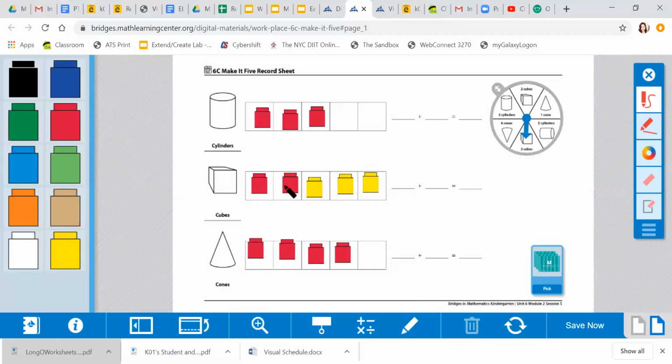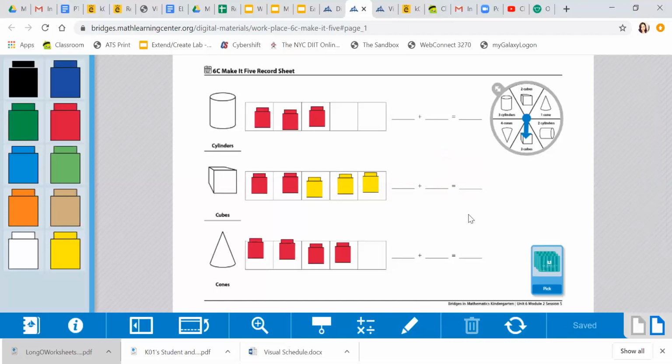So what do we have here? We have 2 plus 3 yellows. And then I'm going to change it back to black, equals 5. Okay? And I know that looks kind of silly, but that's what it is. It's 2 plus 3 equals 5. All right, that's 1 filled in.